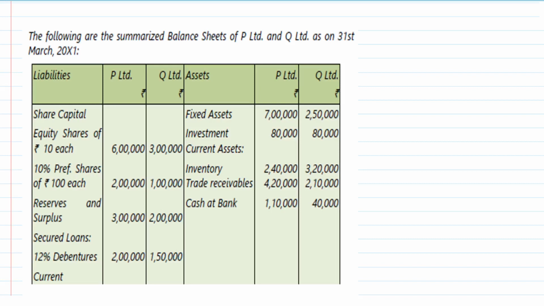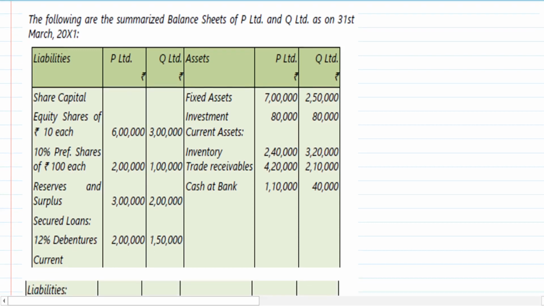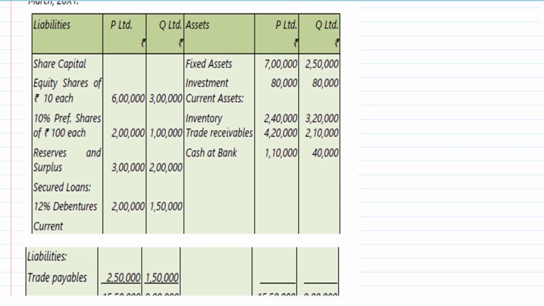Following are the summarized balance sheets of P Limited and Q Limited as on 31st March 20X1. They have given us the liabilities, share capital. They are saying share capital, equity shares of rupees 10 each. So it means there are 60,000 shares over here and there are 30,000 shares over here. They are saying 10% preference shares of rupees 100 each. So 2,000 preference shares over here and 1,000 preference shares here.